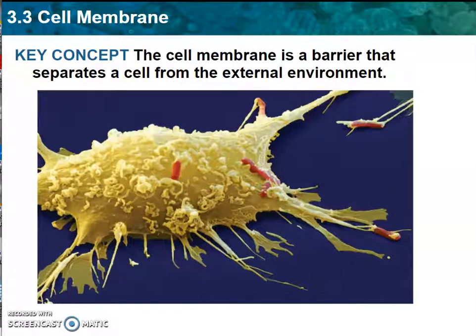Section 3, the cell membrane. The cell membrane is a barrier that separates a cell from the external environment. It's made of a double layer of phospholipids and a variety of embedded molecules. Some of these molecules act as signals, others act as receptors. The membrane is selectively permeable, meaning it allows some but not all materials to cross.